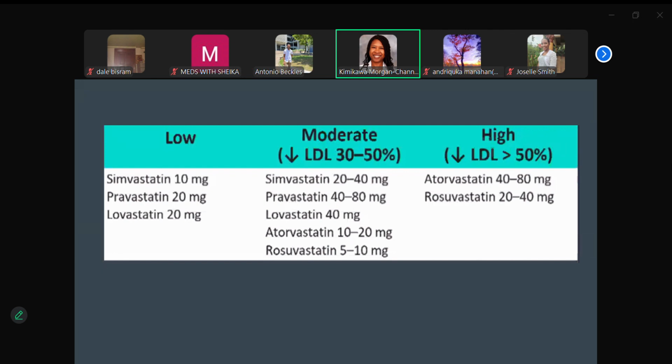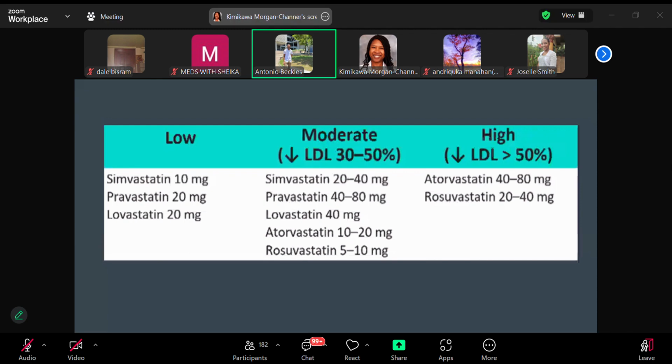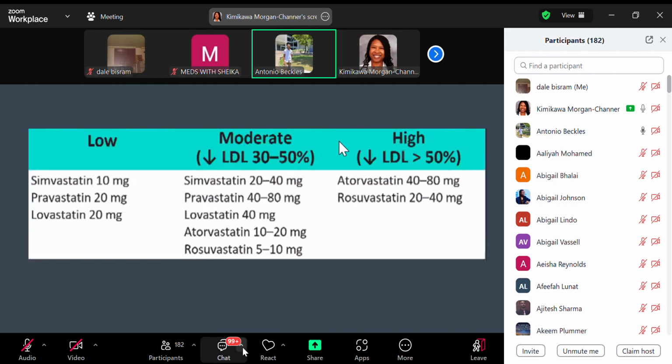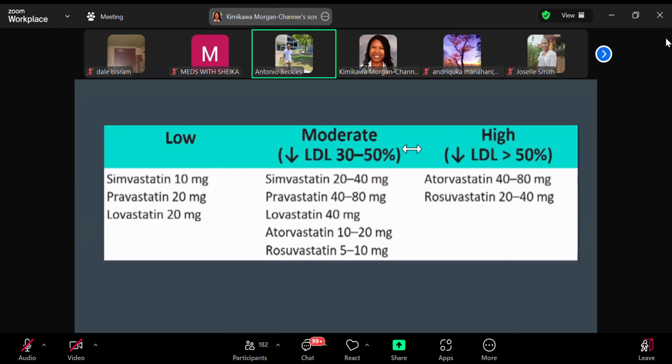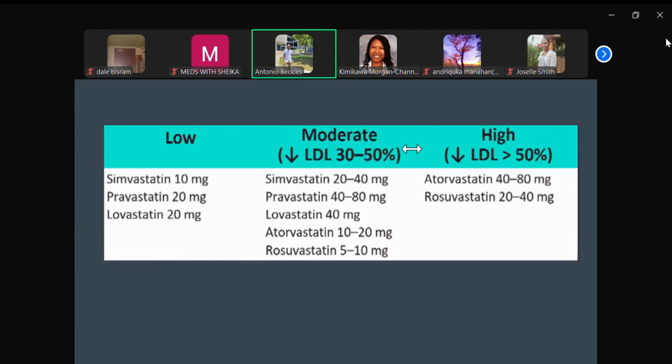Someone wanted to open their mic a while ago. Go ahead. I think you kind of answered my question. I was going to ask the same thing that Marcelina asked: if the patient did not have any signs of end organ damage, but their blood pressure was greater than 180 systolic. Well, I think you answered that.